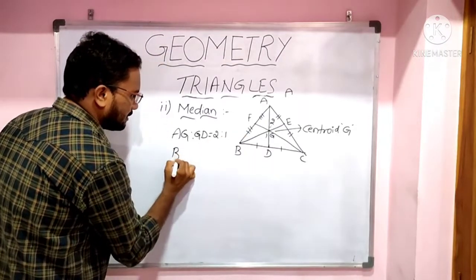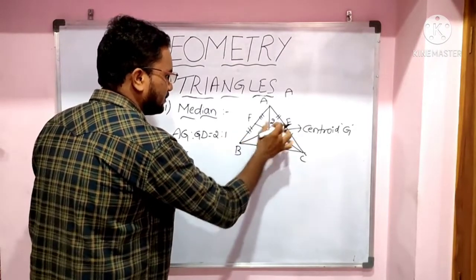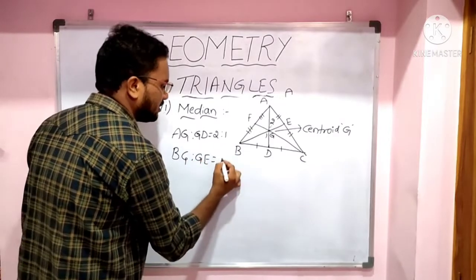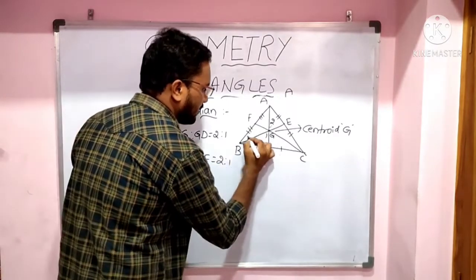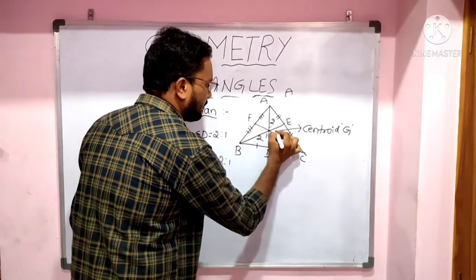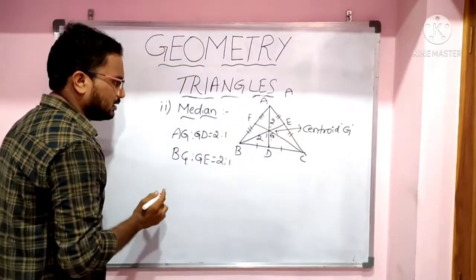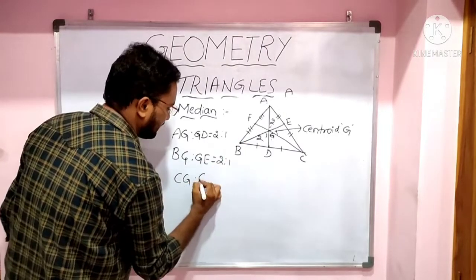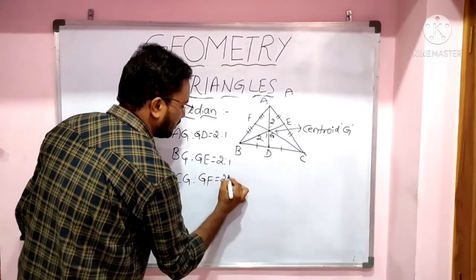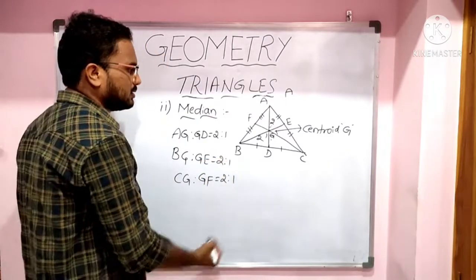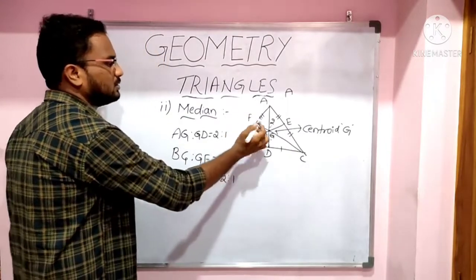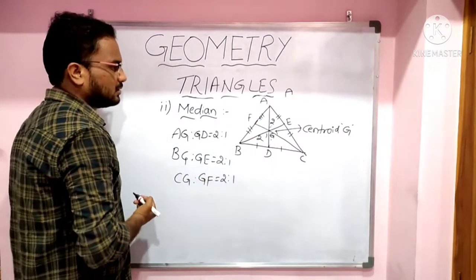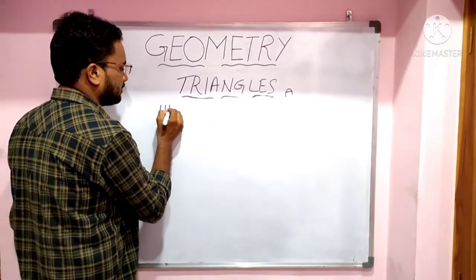And also BG is to GE is also equal to 2:1. Two parts on the vertex side and one part on the base side. And also CG is to GF is also equal to 2:1. This is centroid.